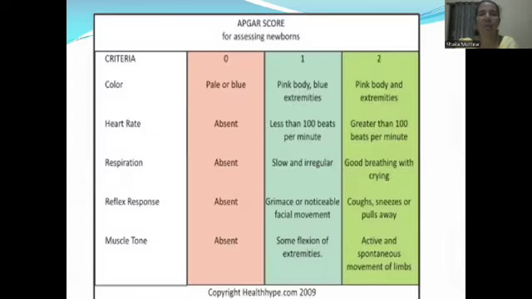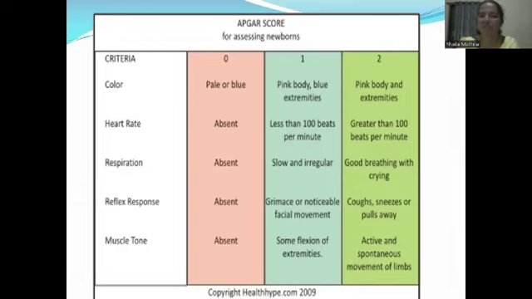In detail, for the color, if it is pale or blue, then we give a score of 0. If the baby's body is pink in color but the extremities are blue, then we give a score of 1. And if the baby's body and the extremities are pink in color, then we give a score of 2. Heart rate, if it is absent, then we give a score of 0. If the heart rate is less than 100 beats per minute, then we give a score of 1. And if it is more than 100 beats per minute, then we give a score of 2.